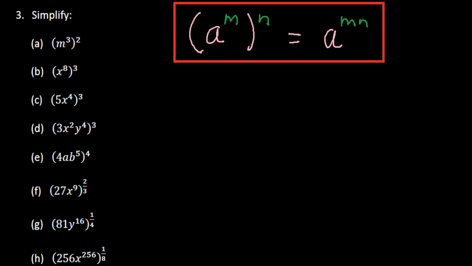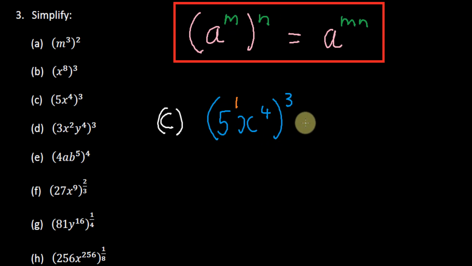Let's look at B. Once again, we have brackets. So we multiply the powers. So it's going to be x to the power of 8 times 3. In other words, x to the power 24. Then in C, we have 5x to the power 4, all to the power 3. There are two important things to note here. Firstly, everything in the brackets must be raised to the power 3, so including the 5 here. And then secondly, the 5 here has a power of 1 that we don't write. So that's important to note.